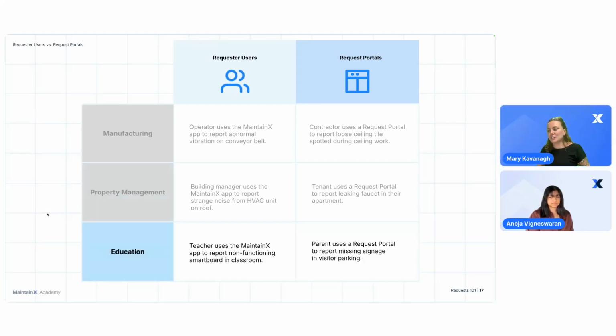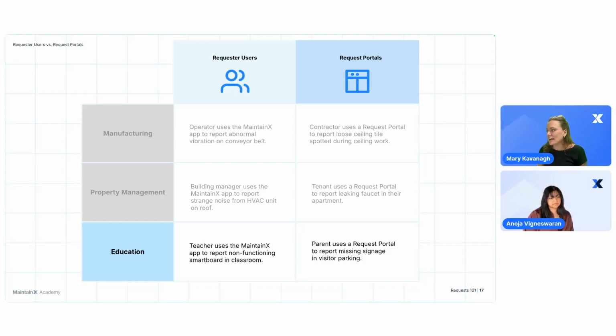And in terms of education, we're going to break this down between teacher and parent. Again, it's following really that internal-external divide. The teacher uses the MaintainX app to report a non-functioning smartboard in the classroom. You're going to want to know which classroom they're at and which smartboard it is. They're going to be able to tag that for you as a requester user.